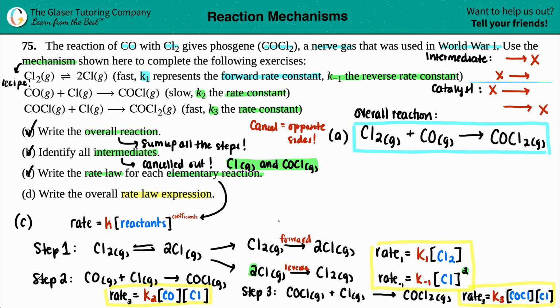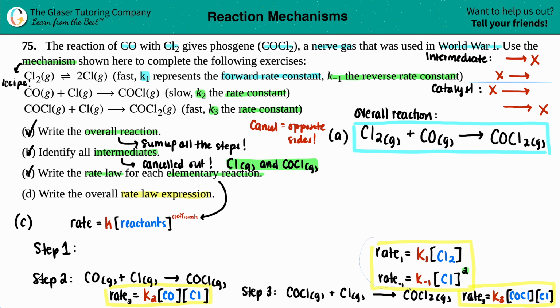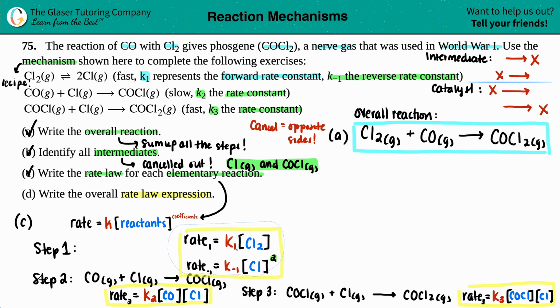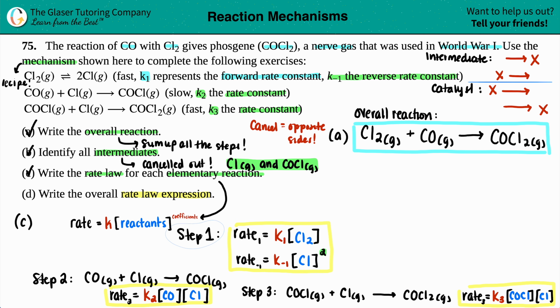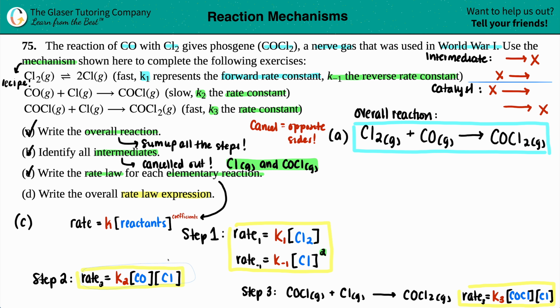And then, let's see. We need to make some room. Maybe what I'll do is get rid of this information, because all we need to answer D is the rate laws for each individual step. So I'm just going to clean this up a little bit. Beautiful. Here's step 2. There's one more for step 3.